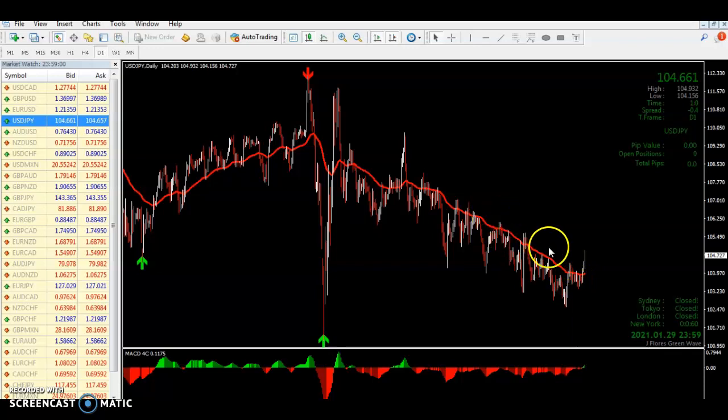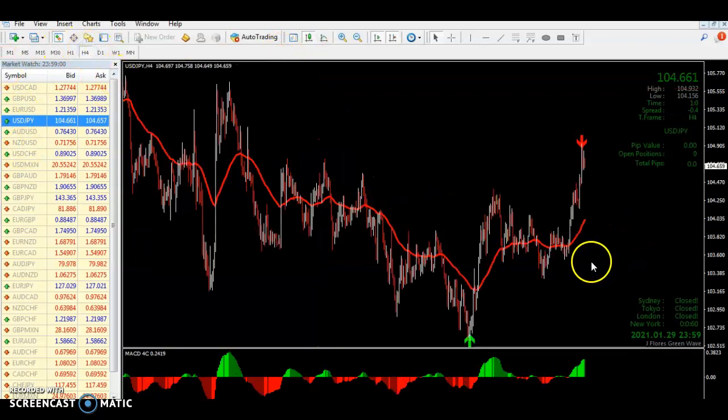Okay, so after this move goes down, guess where it's going to go? It's going to keep going up, and this is a possibility. This can be the break of that trend right there, which is a big trend. So if this is a break, we're expecting the market to go all the way up here, and that's a lot of pips. So we're going to keep following the market and see where it takes us.